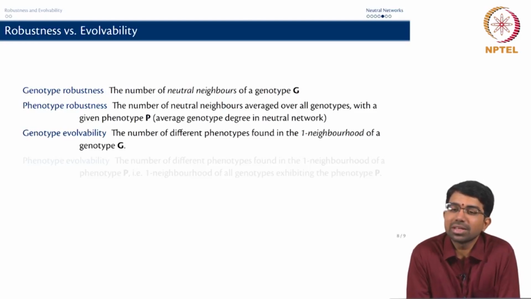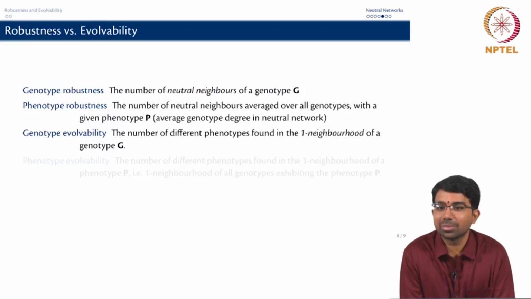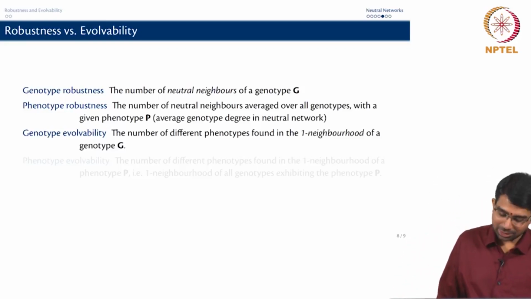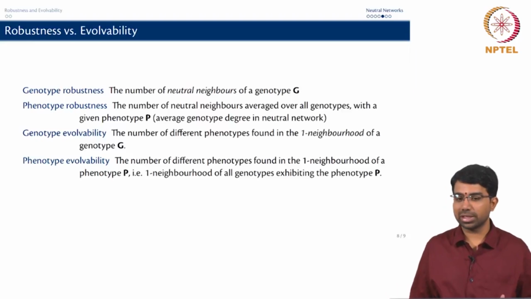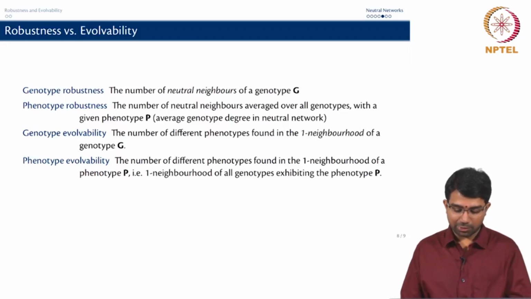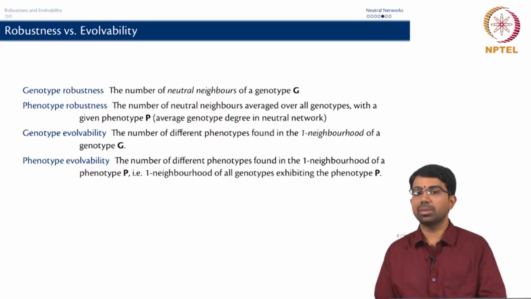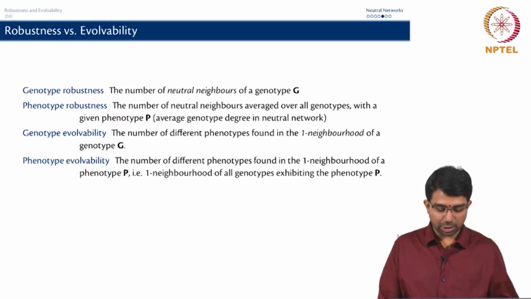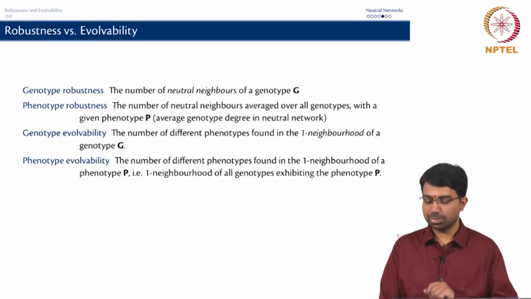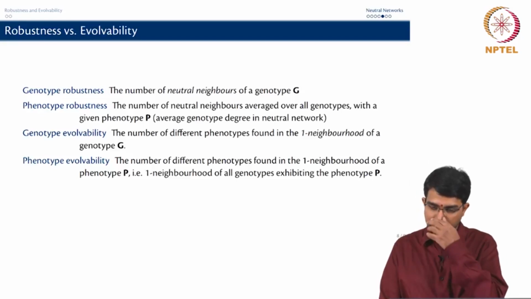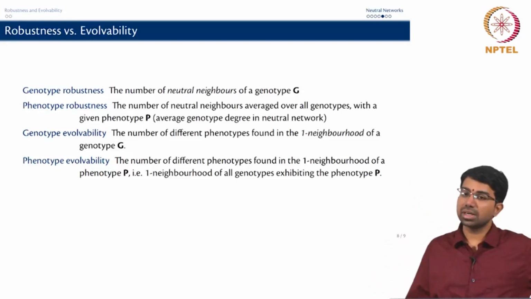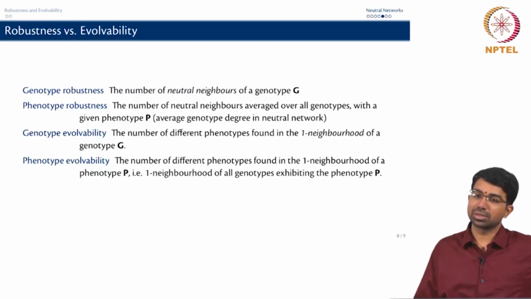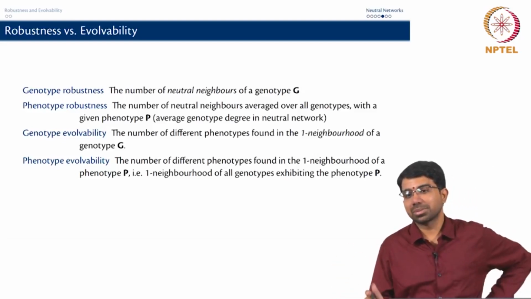But what's more interesting, we never look at genotype robustness, right? We always look at phenotypic robustness. How does a particular behavior remain robust? So it turns out that phenotype evolvability and phenotype robustness are positively correlated. What is phenotype evolvability? It's the number of different phenotypes found in the immediate neighborhood of a given phenotype, that is the one neighborhood of all genotypes expressing the same phenotype. One immediate neighborhood, it's a network. So the neighborhood of the entire network. What is my entire zone of access?